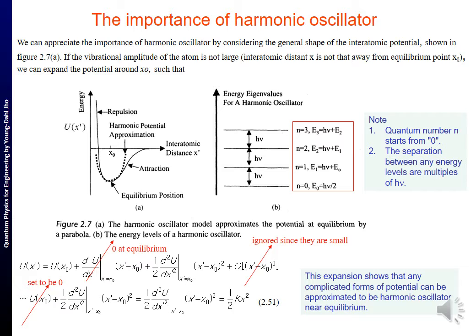The importance of harmonic oscillator. We can appreciate the importance of harmonic oscillator by considering the general shape of the interatomic potential shown in figure 2.7a. So there is a certain potential shape, as a function of interatomic distance, the distance between atom and atom. It's like x prime.